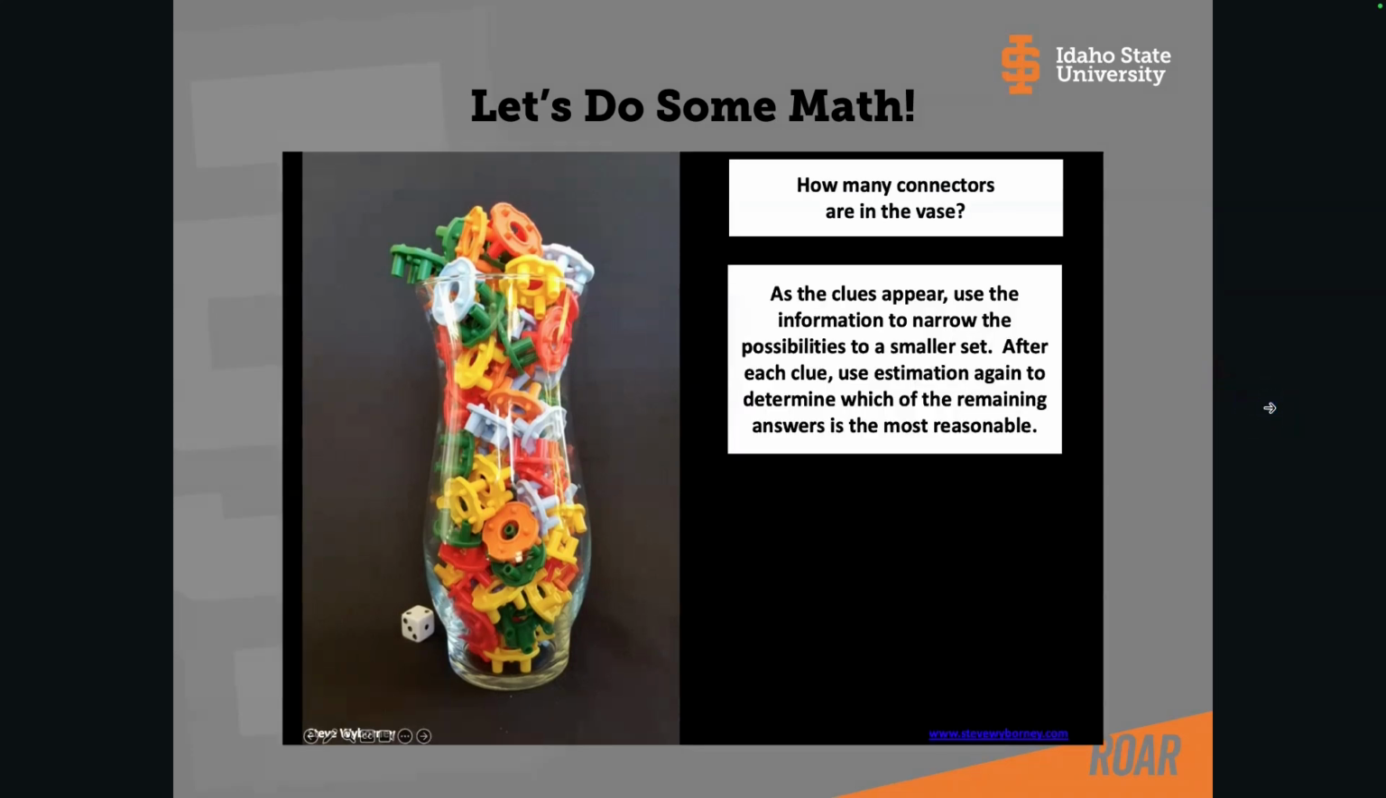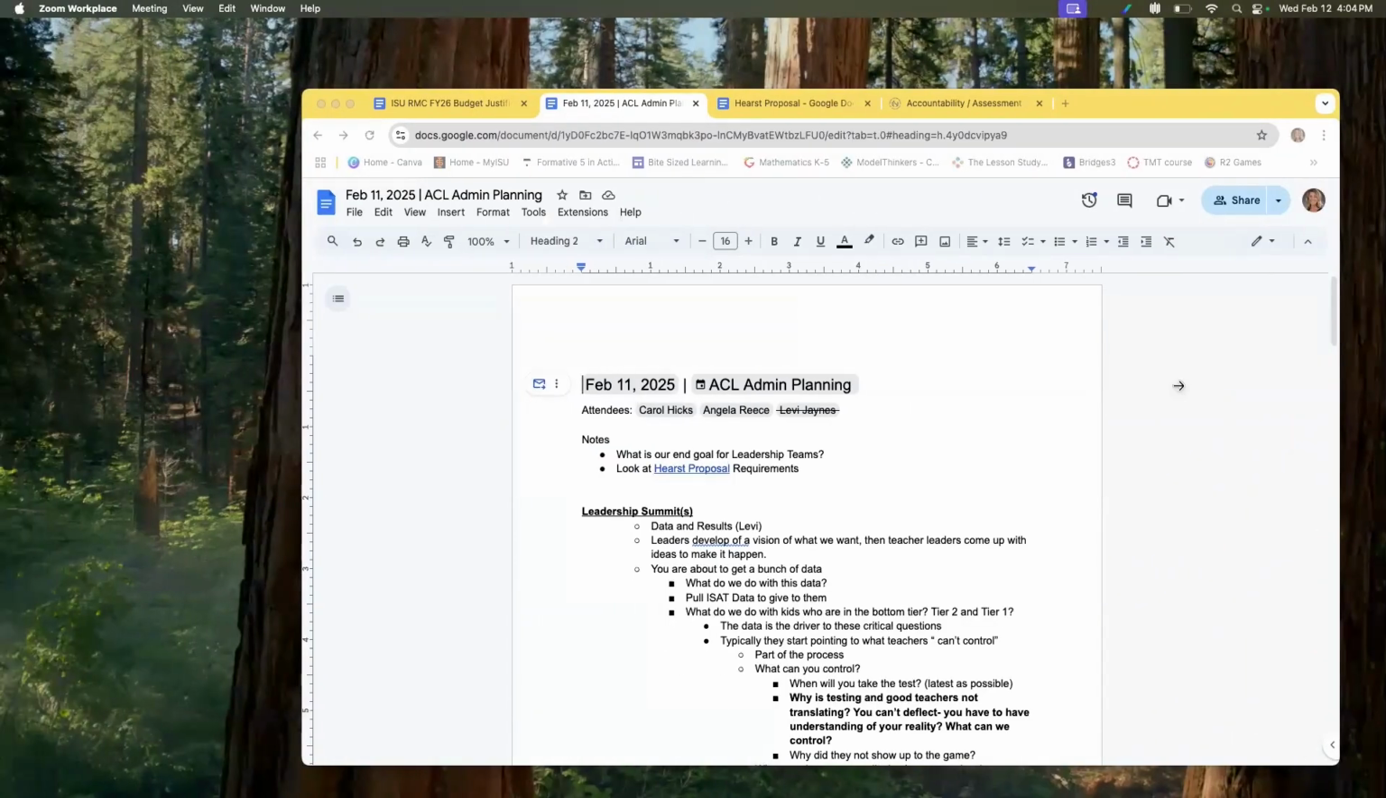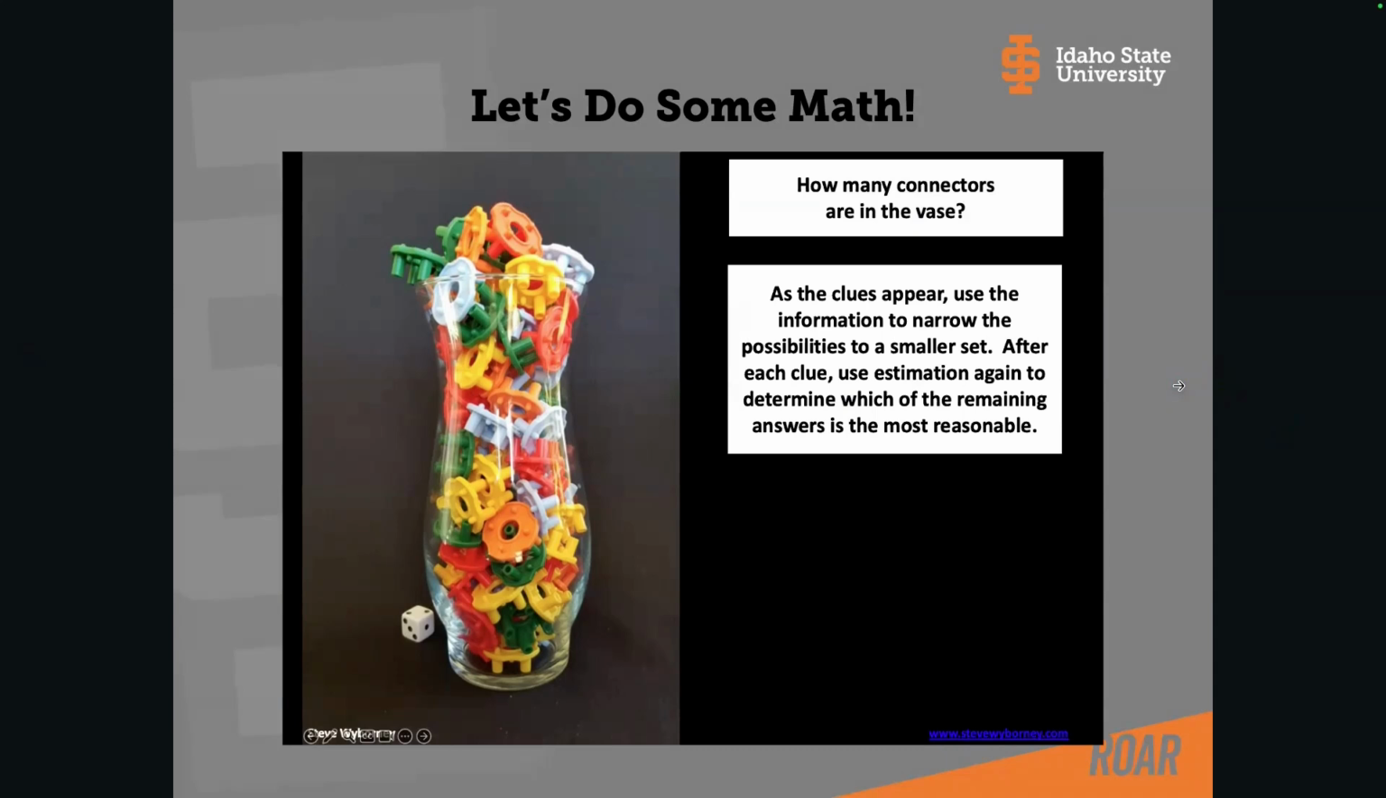We're gonna work on this. So now as the clues appear, use the information that we have to narrow the possibilities to a smaller set. So you'd be doing this with your students, doing the same thing. As you learn each clue, your set of numbers is going to go smaller. And use estimation again to determine if the remaining answers are reasonable.